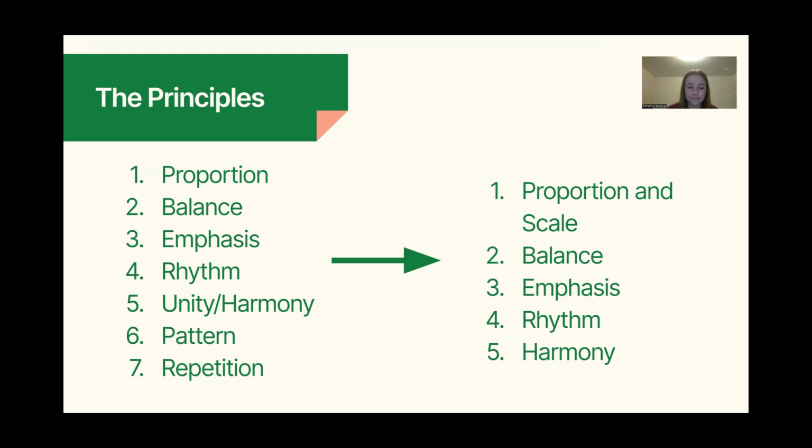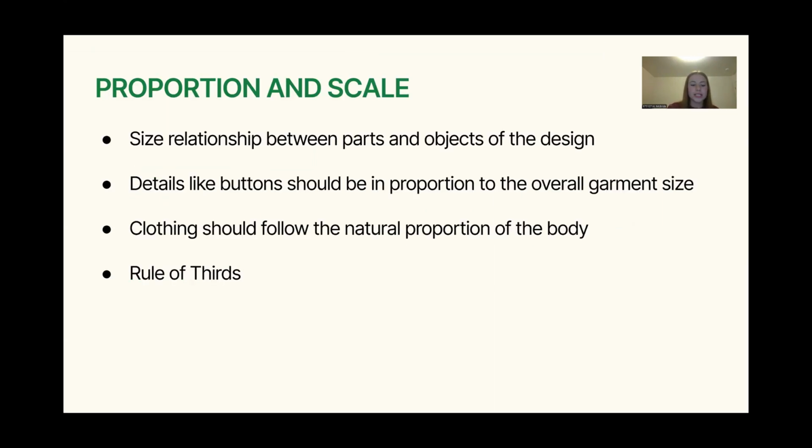some examples in fashion. So, proportion and scale is our first principle of design, and it refers to the relationship between the different parts or objects of the design. It compares how big or small something is to the rest of the garment. Small objects like buttons, pockets, and sunglasses should be in proportion to the overall size of the garment to create a more cohesive look. When something is out of proportion, it draws attention, and you can use this on purpose to create focal points. To be the most appealing, clothing should follow the natural proportion of the body.